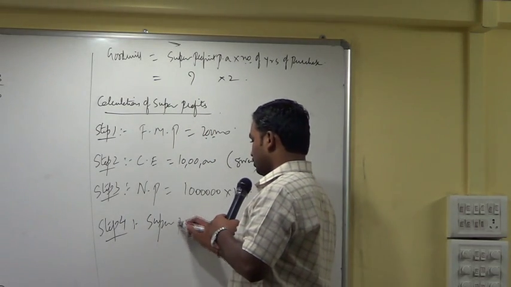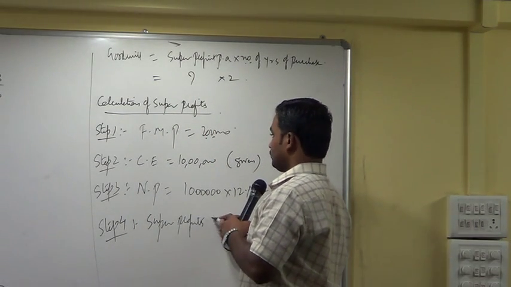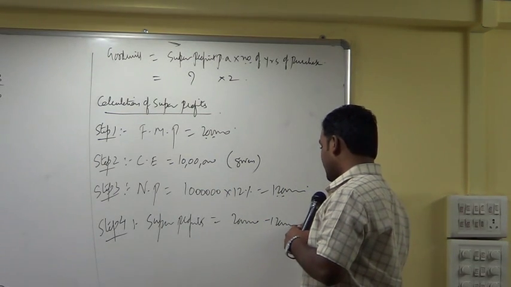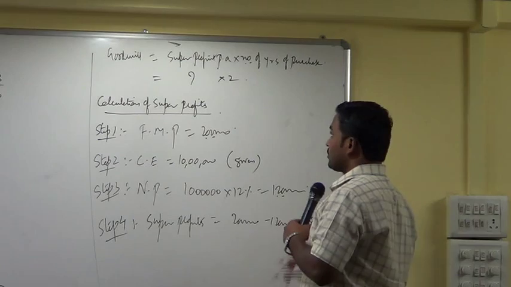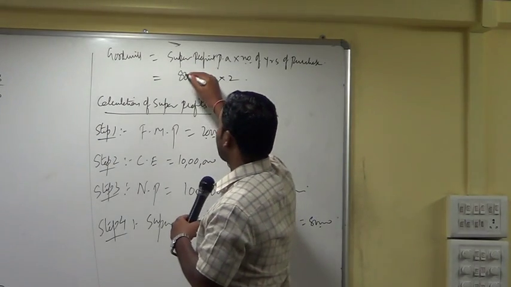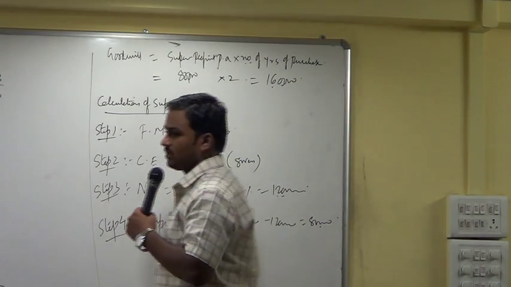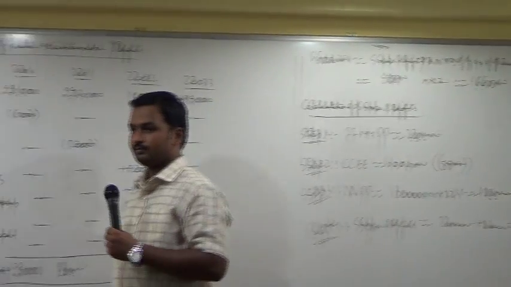Step 4. Super profits is equal to 2 lakhs minus 1,20,000. 80,000 per annum. Substitute here. 80,000 into 2, 1,60,000 rupees is the value of goodwill.